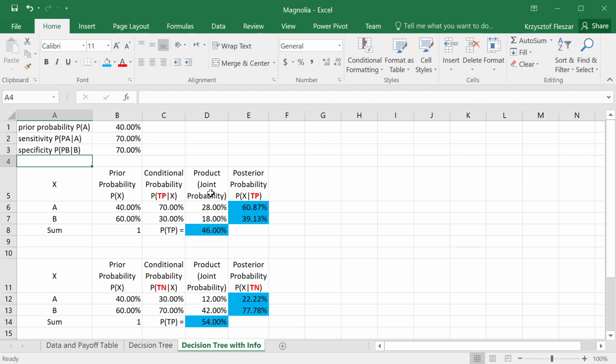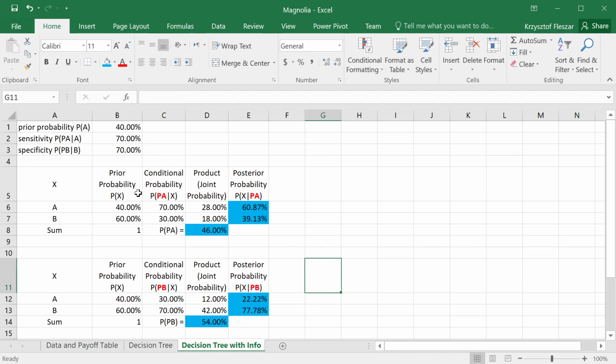And actually, because the calculations are all dependent, they are all correct, except that we just need to correct the labels. So now this is the probability that the test predicts A, and this is the conditional probability, predicts A, and then here there will be predicts B, and predicts B. So just the labels change.